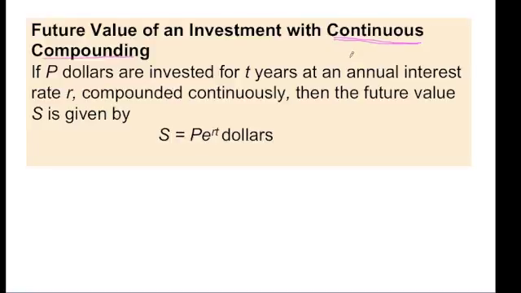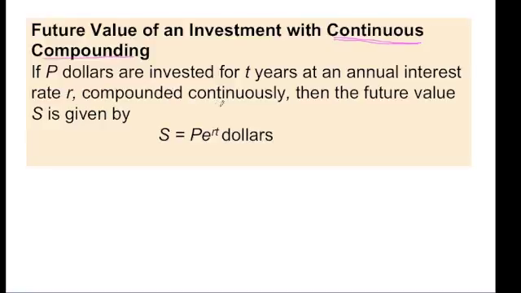This is the future value of investment with continuous compounding. With continuous compounding, we're adding on every second or whatever. It actually approaches the limit. That's where our value e comes from. P dollars are invested for T years at an annual interest rate R, compounded continuously. Then the future value S is given by S equals P times e to the RT dollars.